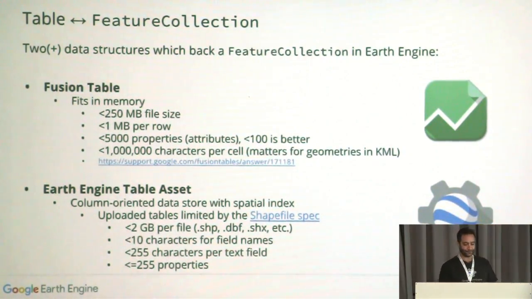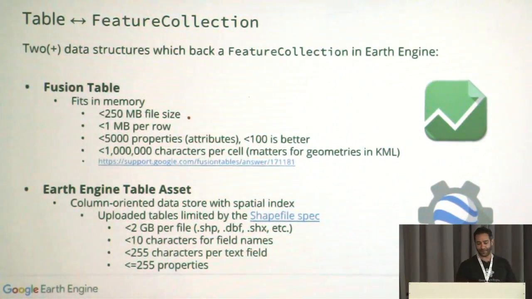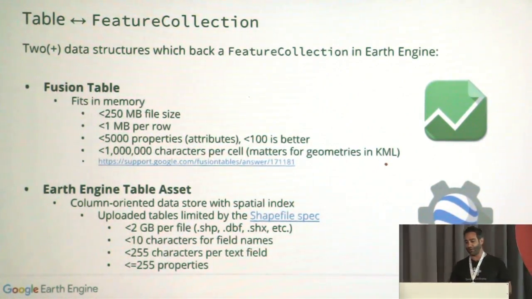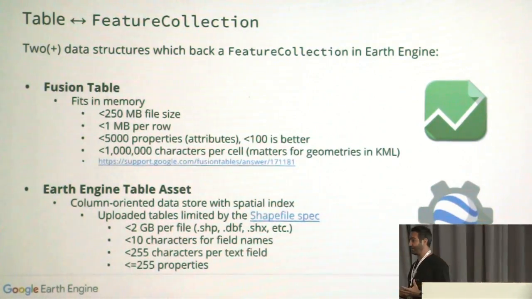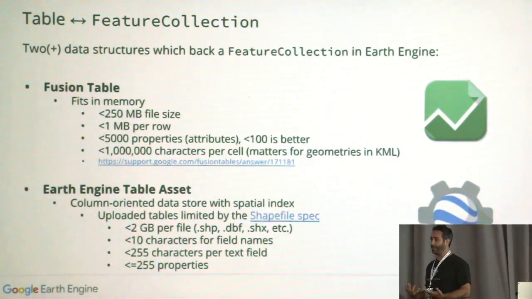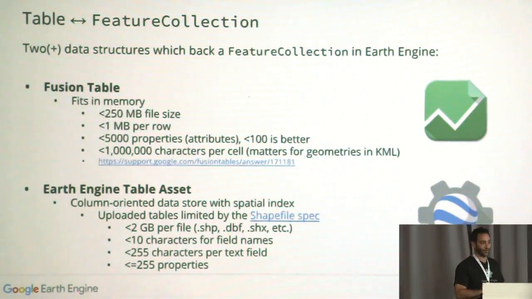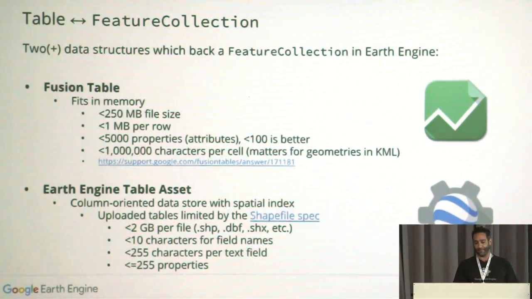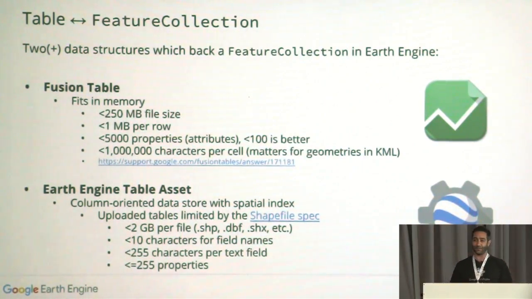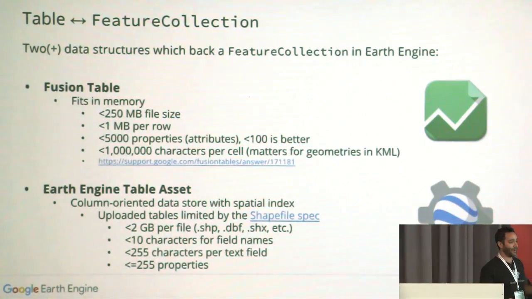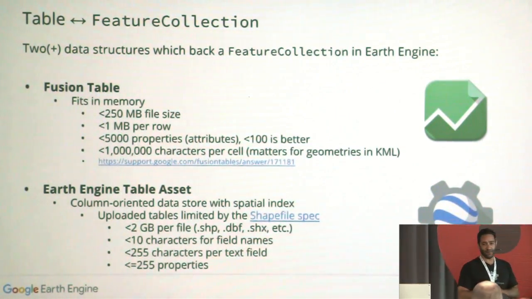if that's convenient. There are some limitations on file size, for example, 250 megabytes, megabyte per row, probably less than 100 properties, and importantly, 1 million characters per cell, which matters when you're trying to ingest very complex geometries as a KML file. You can quickly run out of space for those geometries. So those are some of the limitations of Fusion tables, but again, if you have a smallish data set, this is still a fine option for you.